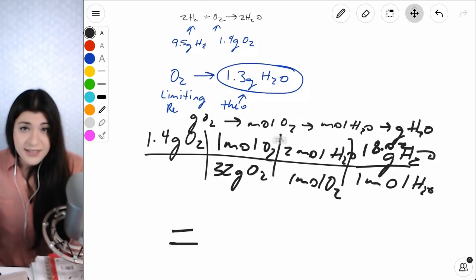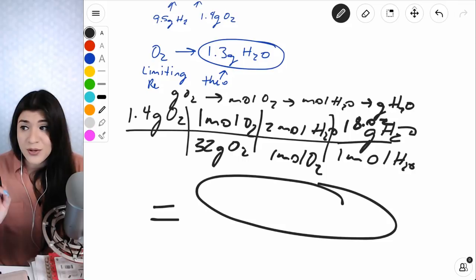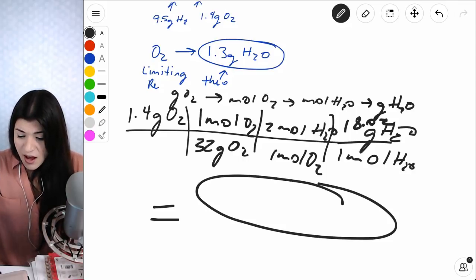Whatever value I get, that is then going to be my theoretical yield. Like I said, it's whatever your limiting reactant produces. Okay. Hope that makes more sense.